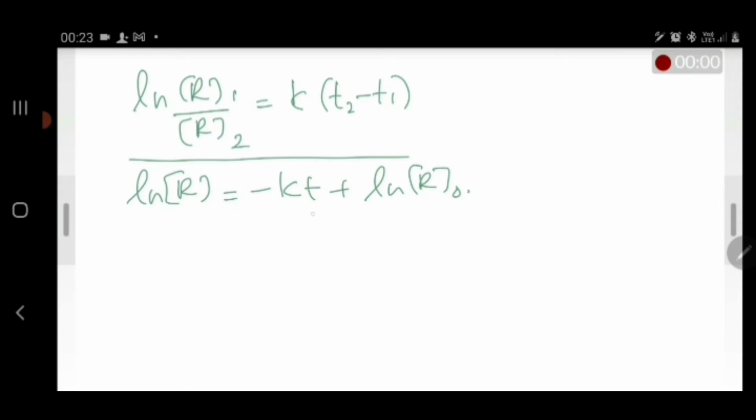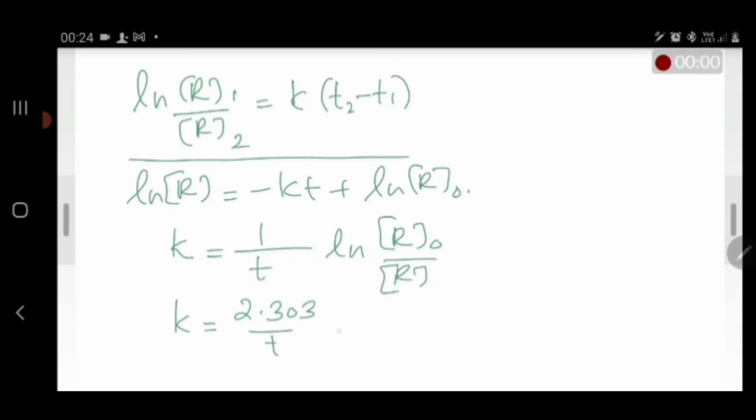If you want to simplify this equation in such a way that you are more concerned about the rate constant, then it could be written as k is equal to 1 by t ln R naught divided by R. This natural logarithm, if you convert into logarithm to the base 10, you can write 2.303 divided by t log R naught by R.